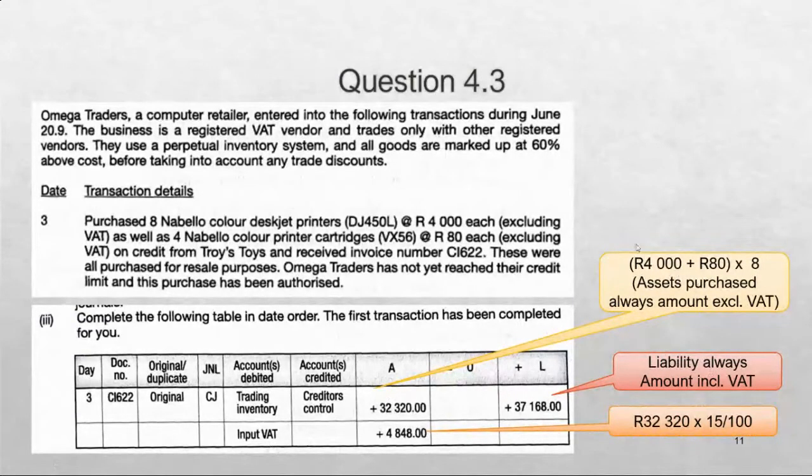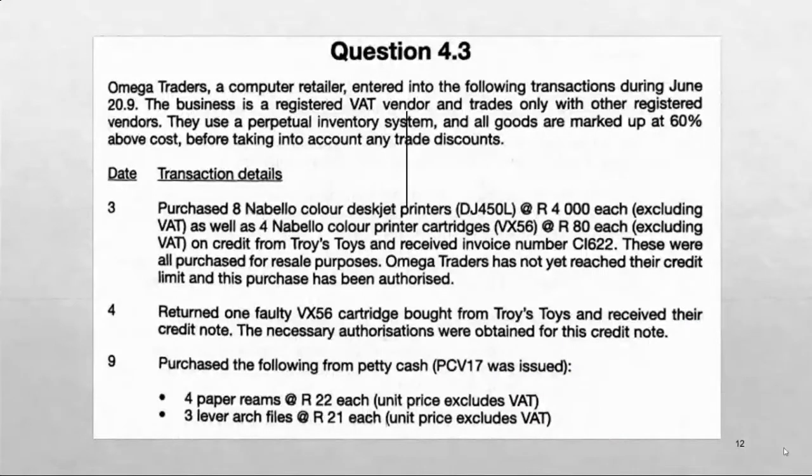Okay, so let's continue then. So what I want you guys just to do is on a piece of paper, just write down that all goods were marked up at 60% above cost. Okay, so just make a note of that on your pieces of paper because we'll need that information a little bit later.